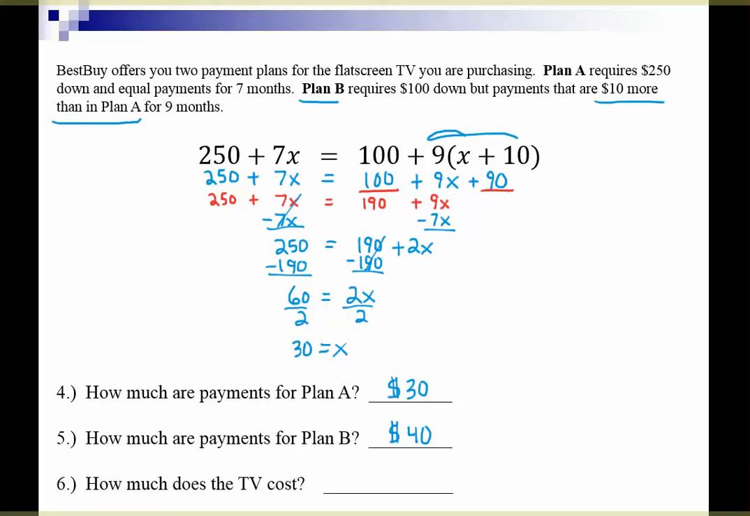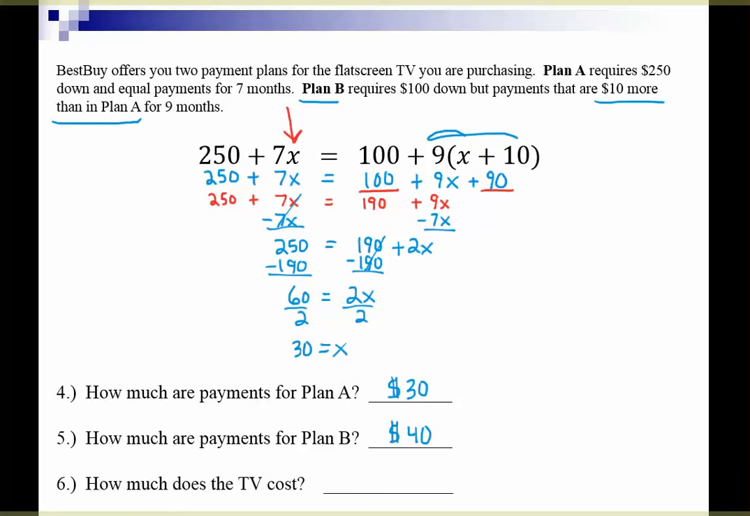Now they want to know how much the TV costs. What would we do to figure that out? Well, since we know what X is, we could go back and plug in X on either side. Remember, this represented the cost of the TV in Plan A, and this side represented the cost of the TV in Plan B, and the cost is going to be the same no matter what. So you can plug in that 30 on either side. It should spit out the same answer. I would probably plug it in over here because this side looks a little bit less complicated.